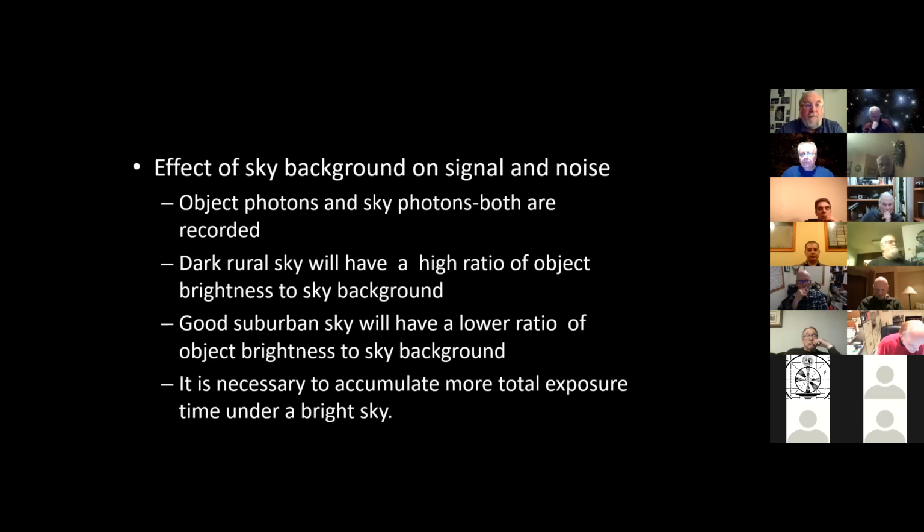And also there's an effect of the sky background noise. So object photons and sky photons are both recorded. A real dark sky will have a high ratio of object brightness to sky background, just as you look visually, right? You can see the faint galaxy or the faint nebula out at a dark site versus near Chicago. A good suburban sky will have a lower ratio of the object brightness to sky background.